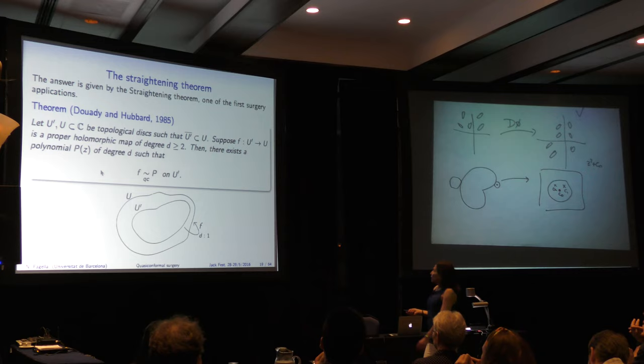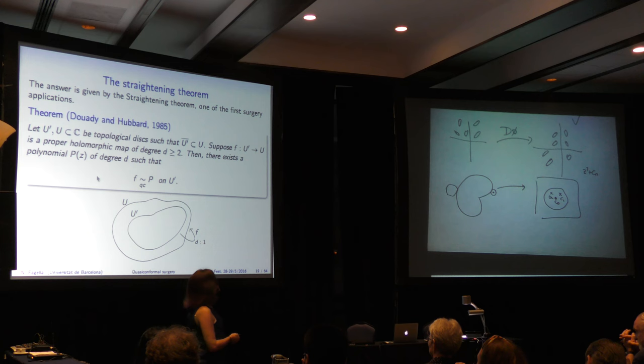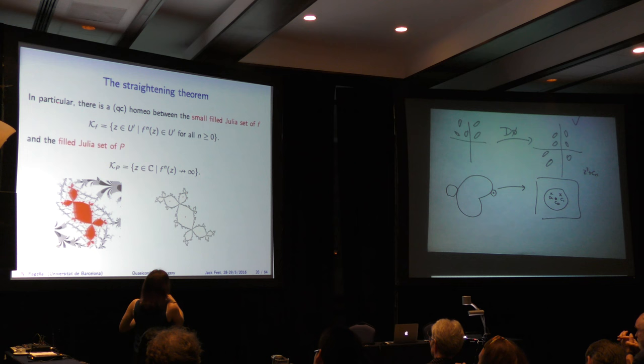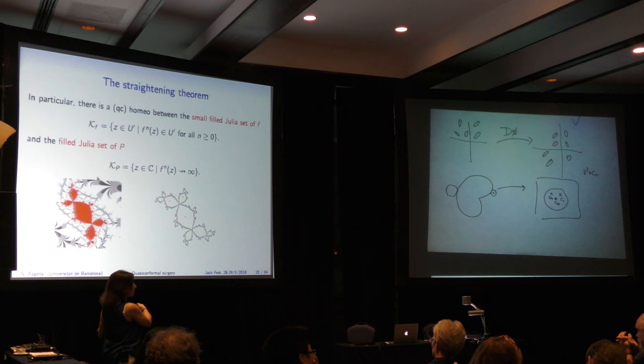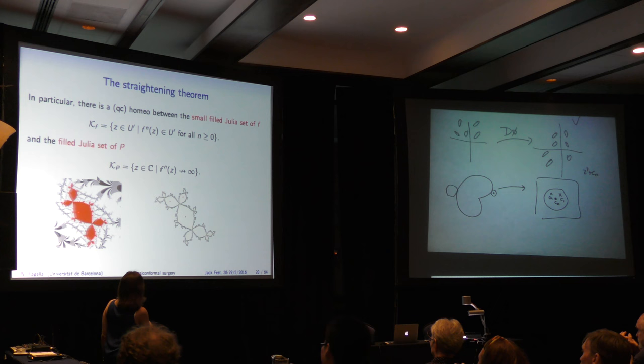Okay, so how do you prove this? So this is the first instance of surgery that I'm showing. So this is what I was saying. In particular, there is a quasi-conformal homeomorphism between what's called the small Julia set of f and the filled Julia set of the polynomial. This is exactly what I was saying. The small Julia set being those orbits that don't exit U ever, sorry. The complement of the ones that do. Okay, so this would be the rabbit in the polynomial, and this would be what you would see in the strange dynamical plane.